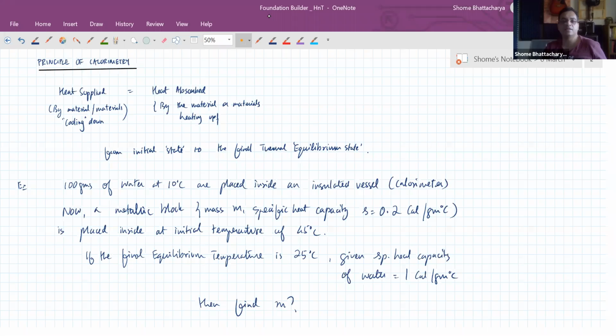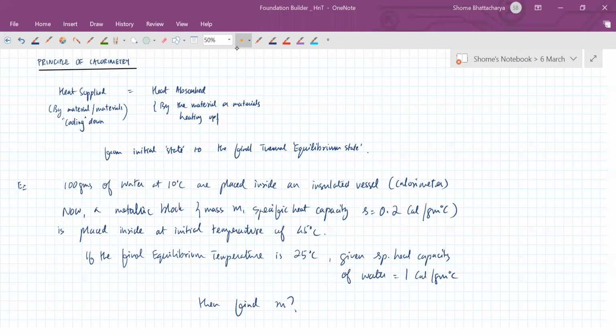My mass of the metallic block is made of the material which has specific heat capacity of 0.2 calories per gram degree C. Initially the metallic block was at 45 degrees C, whereas the water was at 10 degrees C. After a long time, when equilibrium is reached, the common temperature of the mixture becomes 25 degrees C. So the equilibrium temperature they reach is 25 degrees C. From all this information given, we have to find the mass of the metallic block. Let's try this question out. You have to just apply the concept we have written down above, which is the principle of calorimetry.